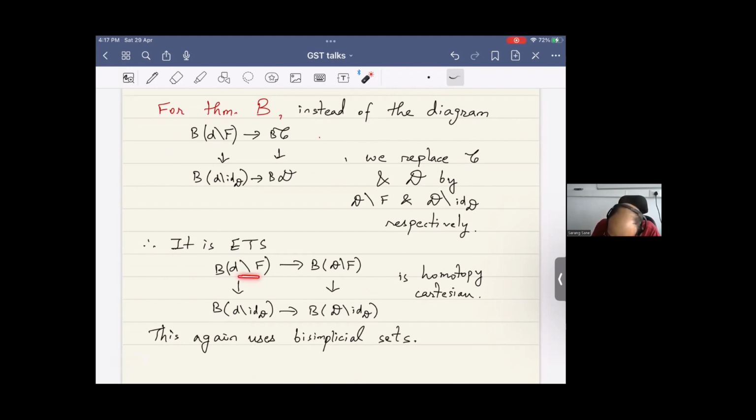Now there are natural functors here, and again that's an involved use of bisimplicial sets. Once you know theorem A, this is not that hard. But again, it uses bisimplicial sets and crucially uses theorem A. So it involves this picture. That's what goes into checking the proofs of these theorems.